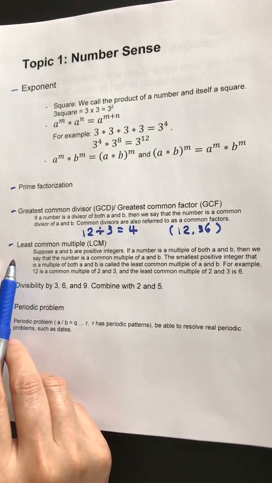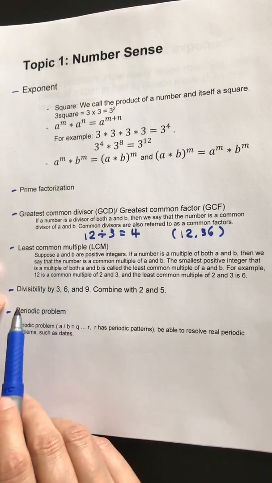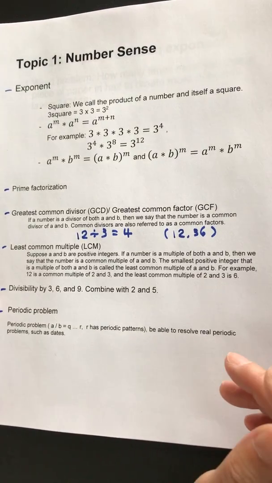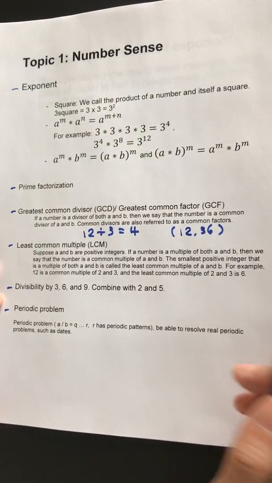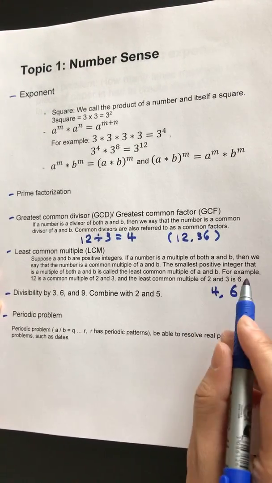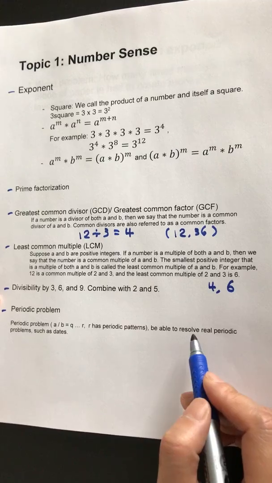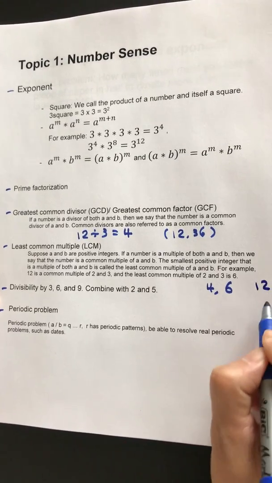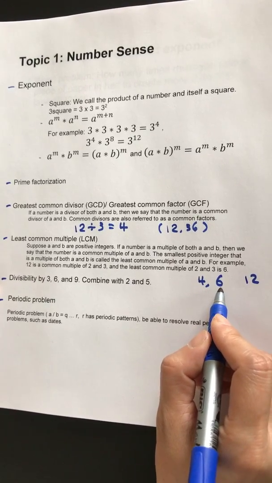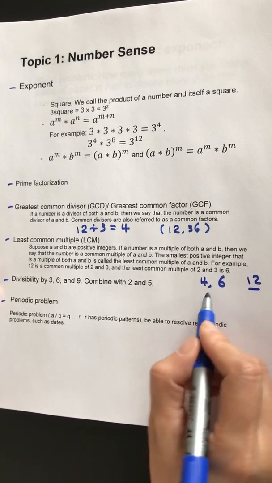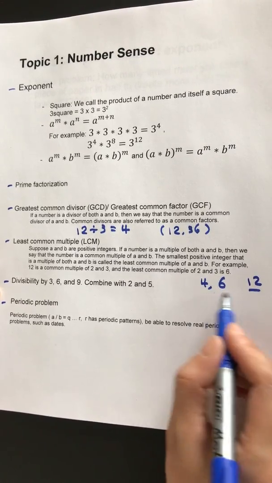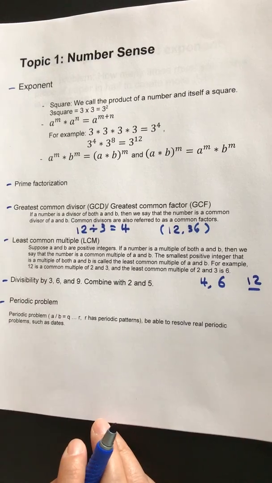And next, we'll talk about the least common multiple. For example, you want a number that can be divided by both numbers. Say you have the number 4 and the number 6. You want to find a bigger number that can be divided by both numbers. For example, 12 can work. 12 can be divided by 4, and 12 can also be divided by 6. But you need to find the minimum number that can be divided by both numbers. We'll talk about that in a little bit.